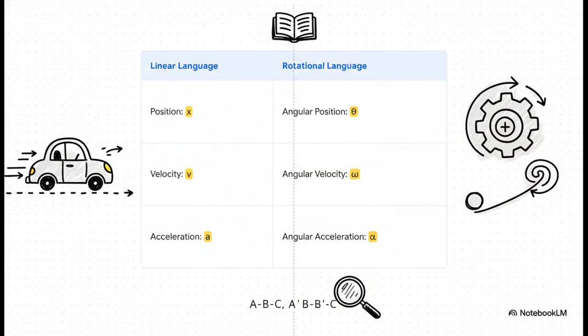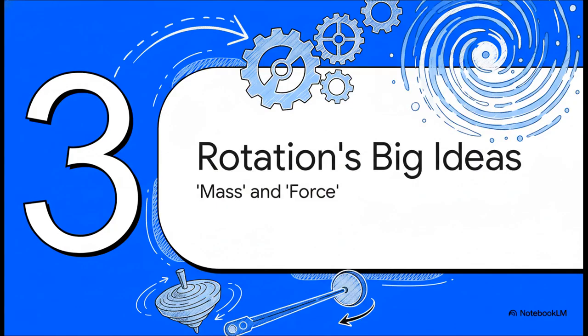Okay, time to add some more words to our dictionary. So in the linear world, velocity is how fast your position changes. In the rotational world, angular velocity, that's the Greek letter omega, is just how fast the angle changes. And the pattern just keeps going. Linear acceleration has a twin called angular acceleration. That's alpha. See, it's the exact same logic, just applied to things that spin. Okay, so we've translated the language of motion itself, position, velocity, acceleration. But what about the things that cause all that motion?